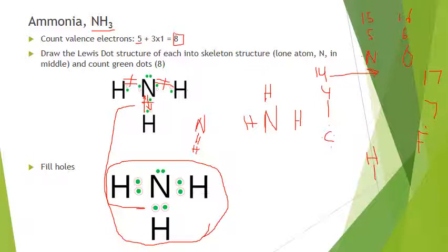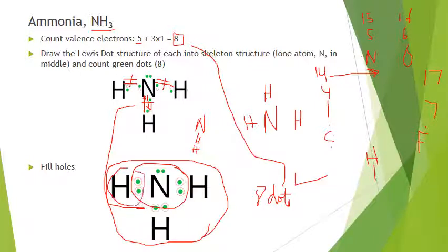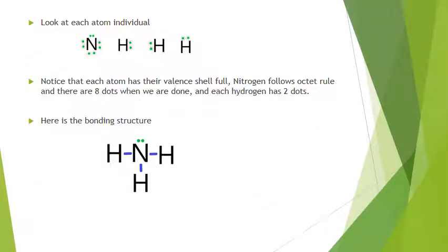Count the dots: 1, 2, 3, 4, 5, 6, 7, 8. 8 dots, and that equals 8 valence electrons, and voila, you're done. What we're going to do is draw this in modified form in a second. But if you look, nitrogen has 8 electrons around it, so it has a full valence shell, noble gas, and so on. And hydrogen. And here's that I just told you about.